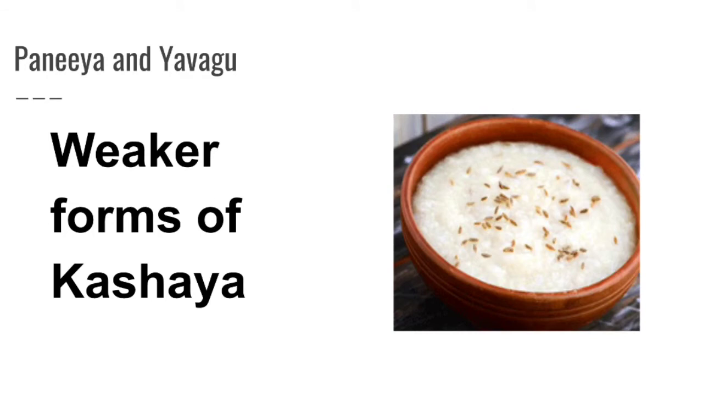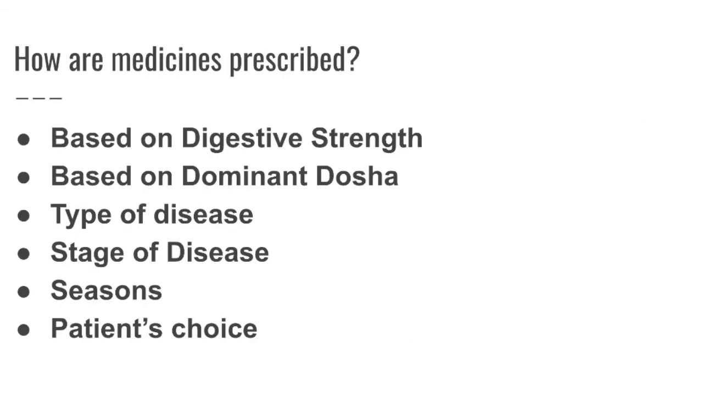So if your digestive power is weak, you cannot take Kashayams, which are sometimes very strong. At that time, some weaker concoctions are given, just like Paneeya and Yavagu, which are the weaker forms of concoction. When we are sick, when we have fever, our digestive system also will be weak. At that time, we take rice gruel. It is like that, a very diluted form of the Kashayam is the Paneeya or Yavagu.